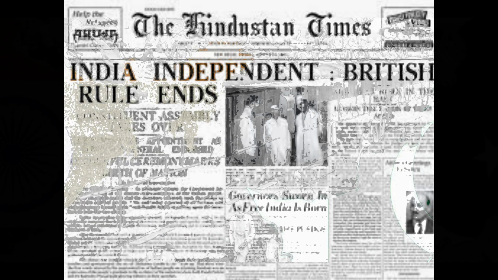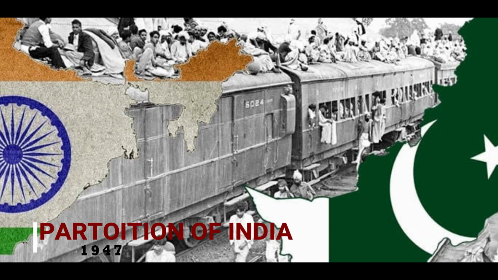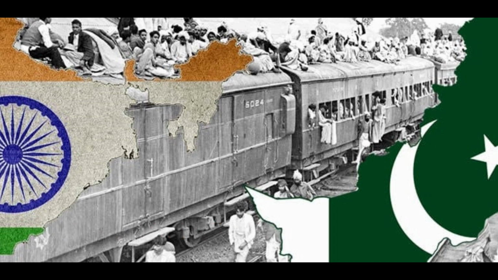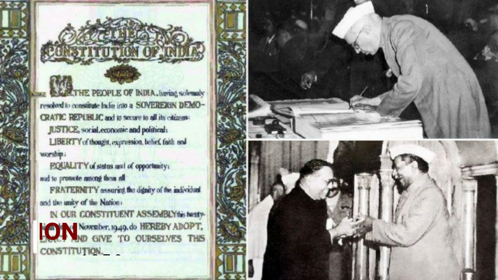Partition of India, 1947. Along with independence, the Indian subcontinent was divided into two separate nations, India and Pakistan. The partition resulted in widespread communal violence and large-scale migration, leading to the loss of lives and displacement of millions of people.